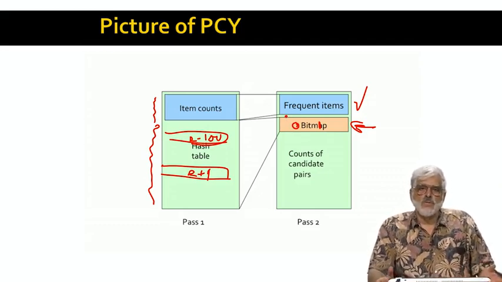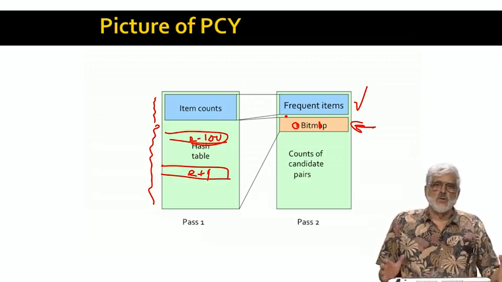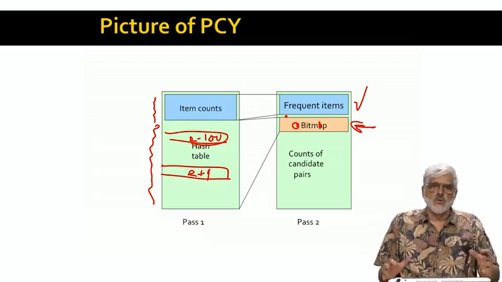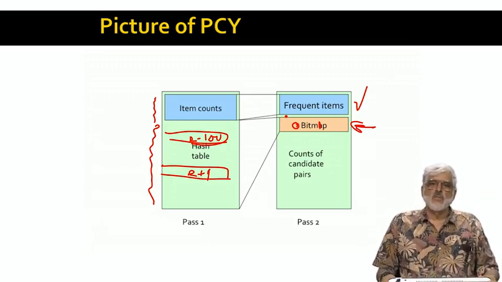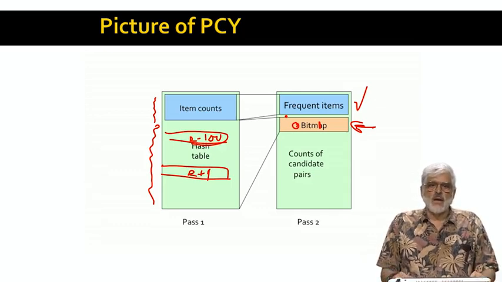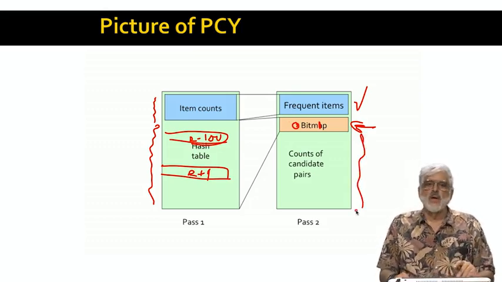Okay, if the buckets are, say, 4 bytes, then we get a 32 to 1 compression, and yet we have all the information we need for the second pass, which is the bucket frequent or not? Thus, we have almost as much space on the second pass to count candidate pairs as we would for a priori.